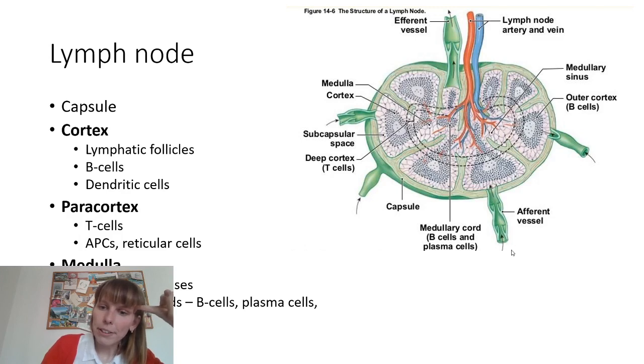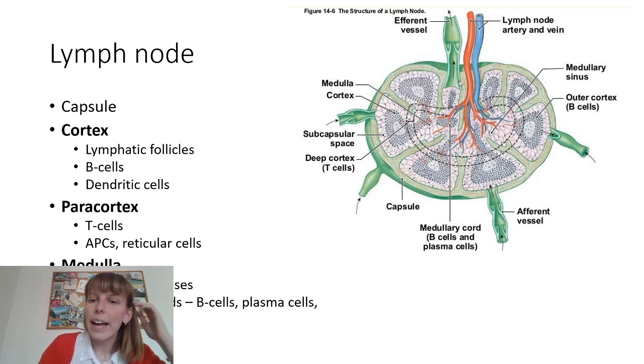So the afferent, so incoming, vessels are on this side, on the side of the cortex, and then you will have vessels going through the cortex, and they will be going into the medulla and out of the whole lymph node. So the lymph is coming in here and going out here from the medulla.